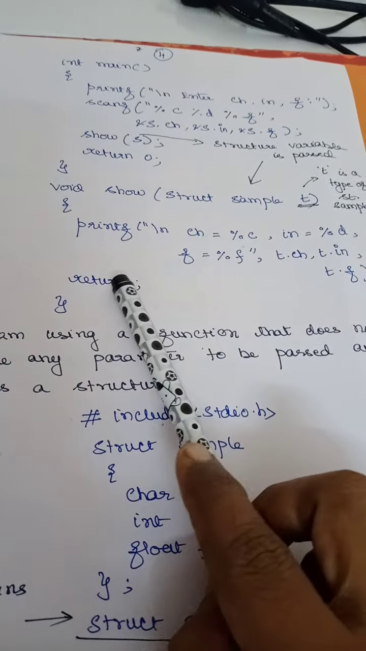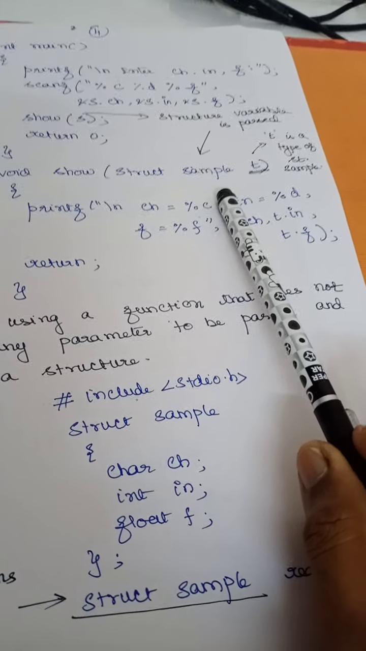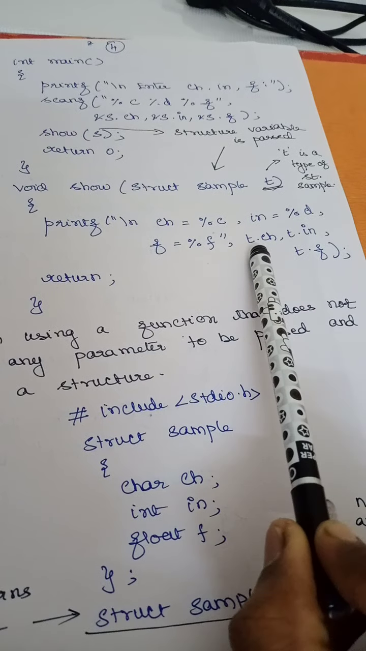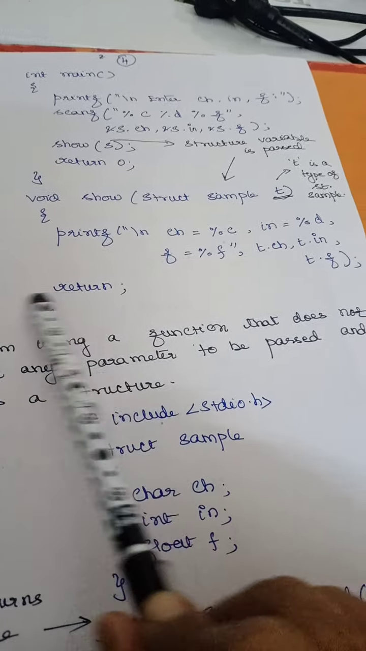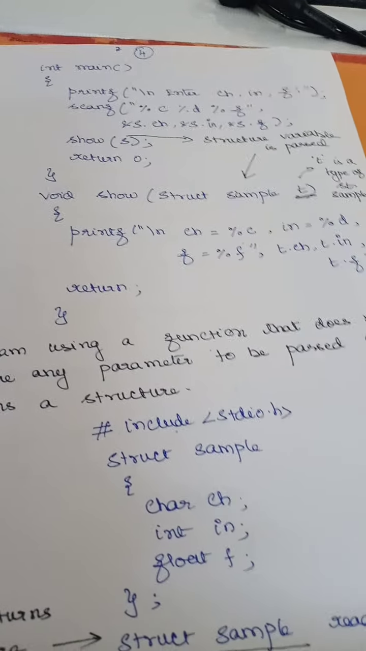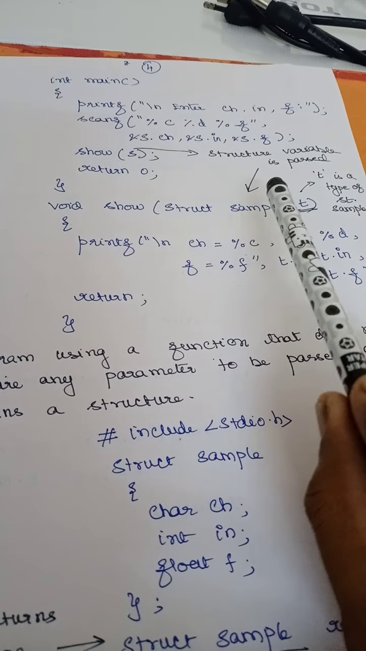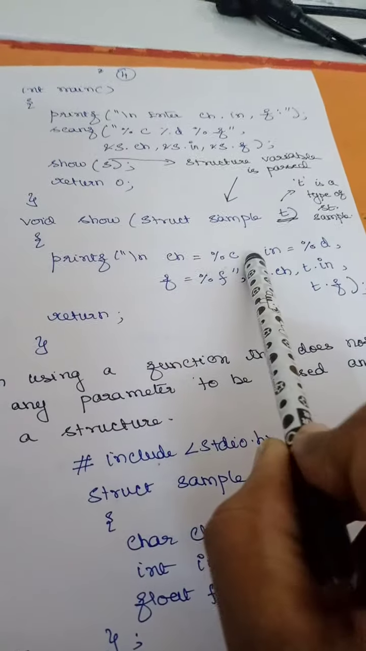And then I am printing the members. The values will be copied to t, so I am just printing t.ch, t.in, t.f. Is that clear? Then I return. Here also I have got return, so the program gets over. So here it takes the argument as a structure, but it returns nothing. This is also possible.